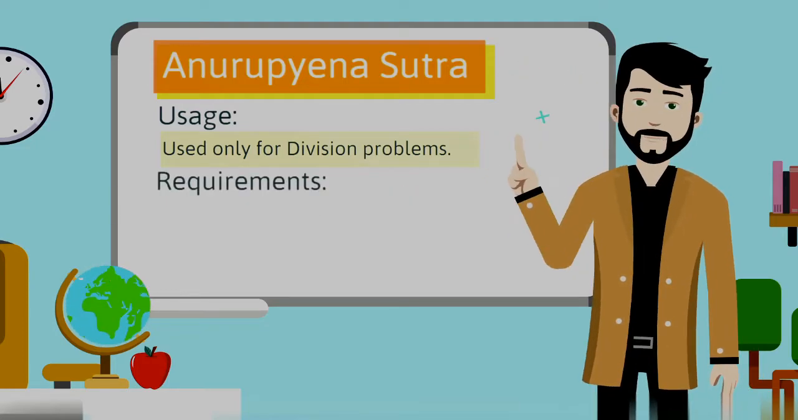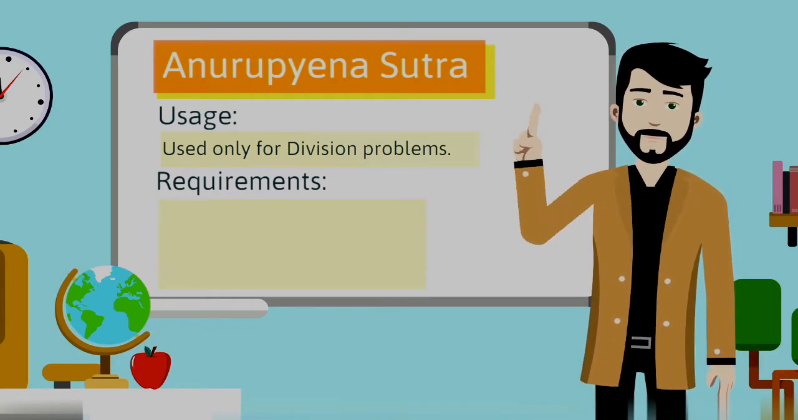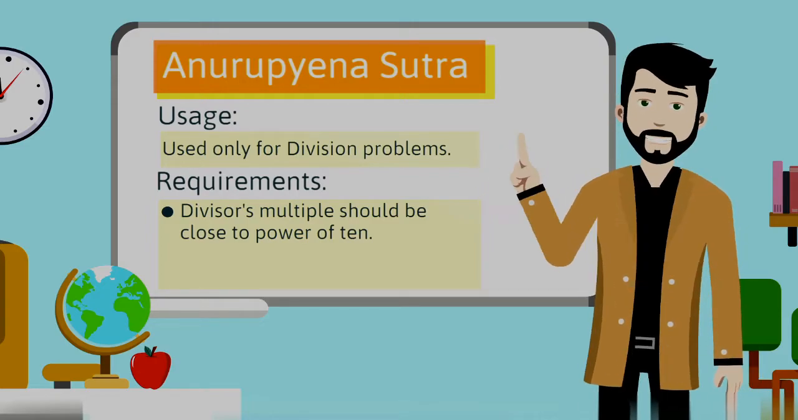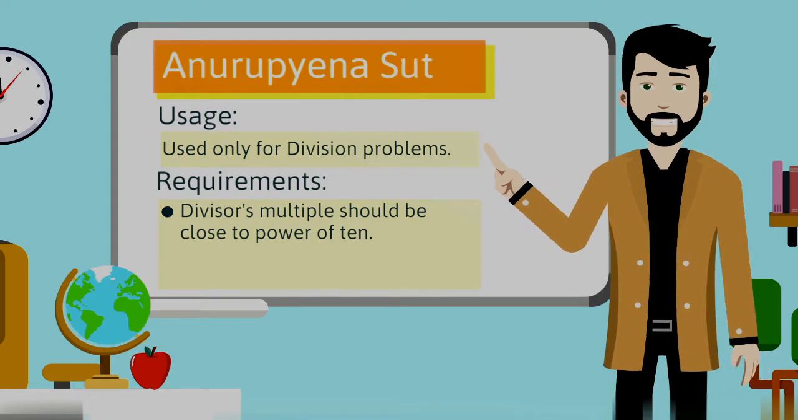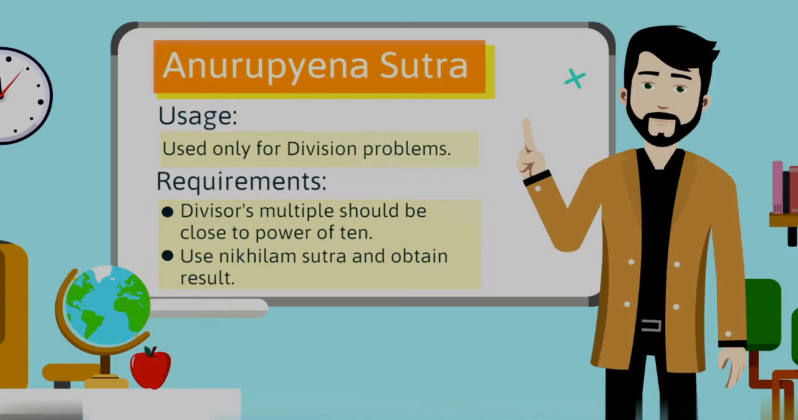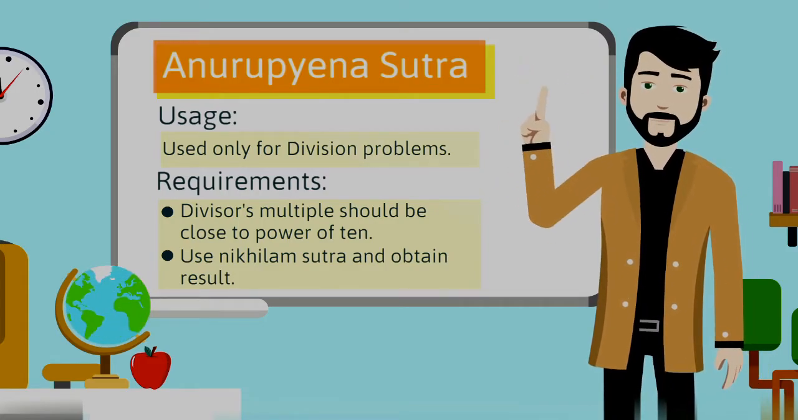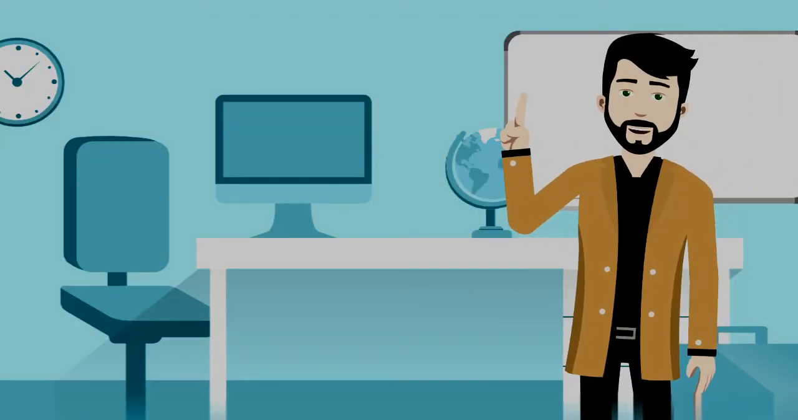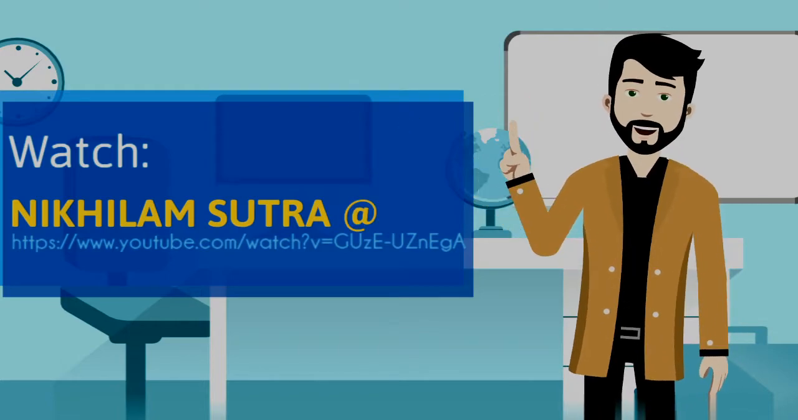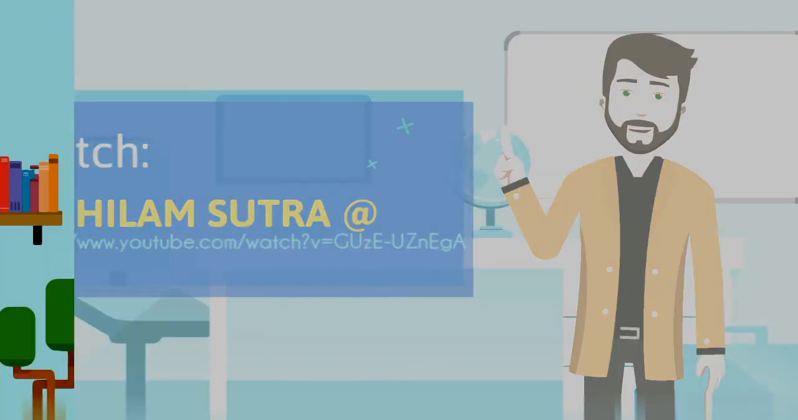The basic requirements needed to solve a division calculation using Anurupyena Sutra are: number 1, divisor's multiple should be close to a power of 10. Number 2, we will be using this divisor's multiple as our divisor and solve the division calculation using Nikhilam Sutra, keeping the dividend same. So for the viewers who don't know about Nikhilam Sutra, they can refer to the video which I made in the link given below.